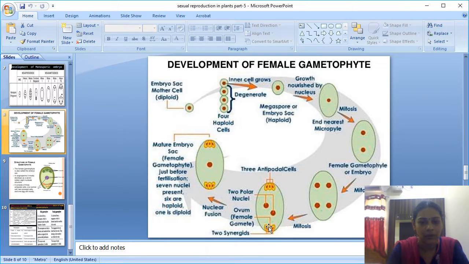These are the antipodal cells. The 3 cells at the micropylar end are called the egg apparatus, and the middle one is called the ovum. There are 2 nuclei there, which are called the polar nuclei. These 2 nuclei fuse just before the fertilization. Then this female gametophyte is ready for fertilization.